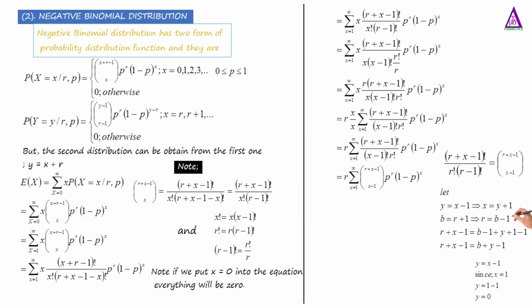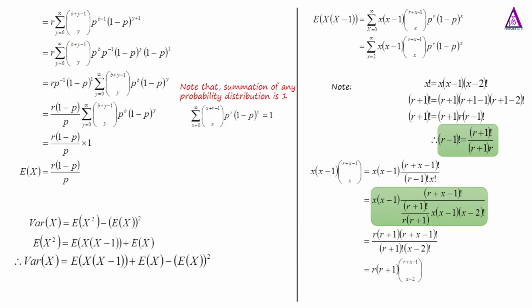So r plus x minus 1 there is now equal to b plus y minus 1. And since we know that y equals x minus 1 and x equals 1, we now say that y equals the value of x minus 1 there. So y equals 0. So by substituting b and y into the equation, we have this equation.